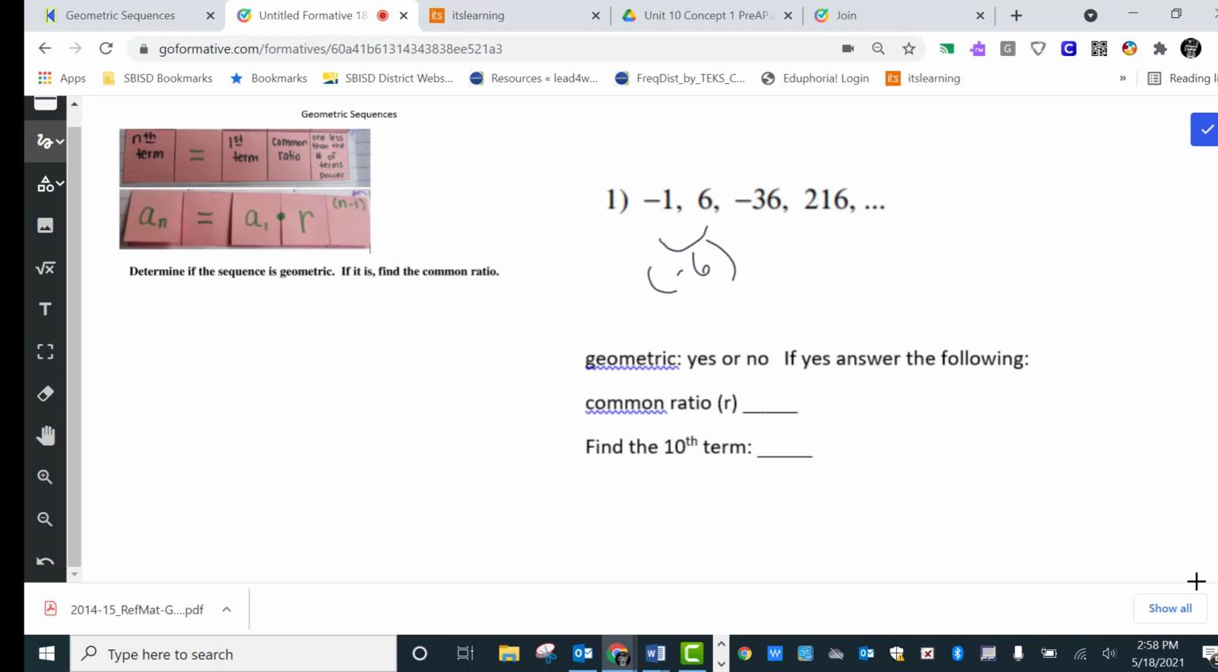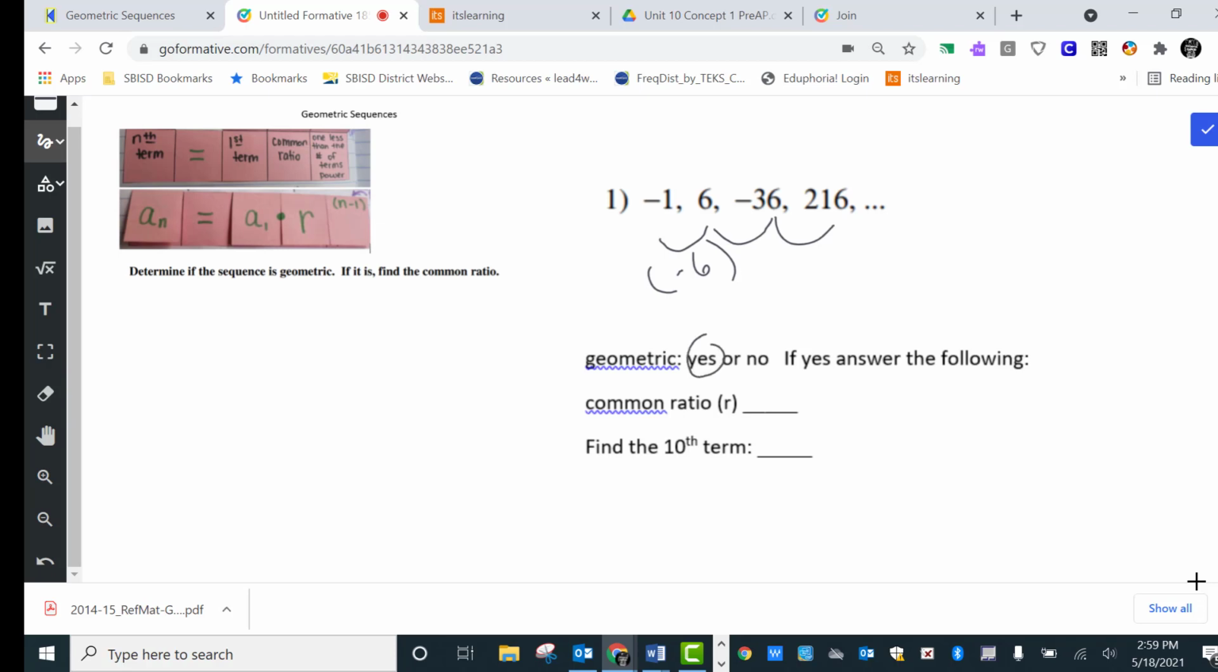Yes, it is. If this is geometric, that's going to be true for the next term too: 6 times negative 6 is negative 36. Yes, it is. Okay, so that works. So each time we are multiplying by negative 6. Negative 36 times negative 6, 216. Yes, it is. So that means this is a geometric sequence.